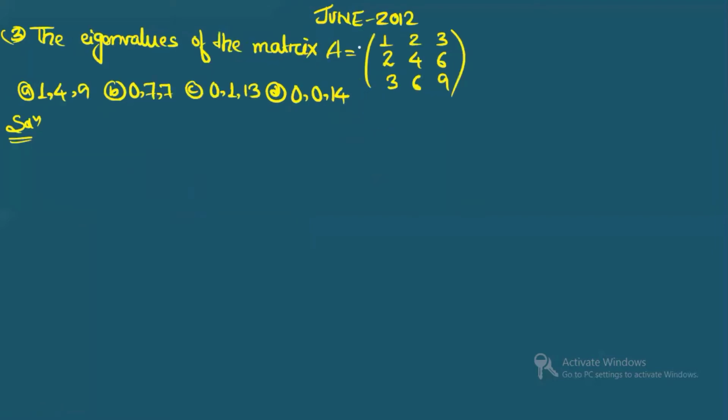The eigenvalues of the matrix A, which is 1, 2, 3, 2, 4, 6, 3, 6, 9. Whenever you are asked about the eigenvalues, first see whether the matrix has any row or any column which is a scalar multiple of any other row. That you will have to check. Here, if you see, the second row is twice the first row.